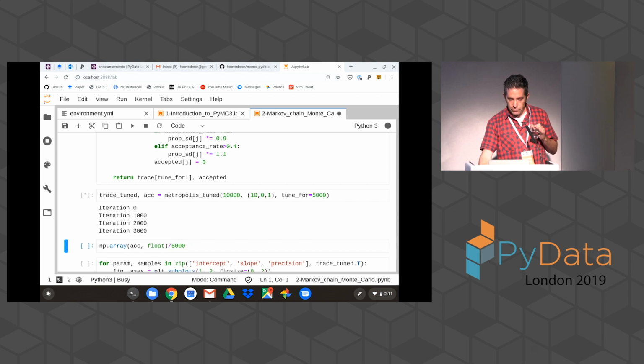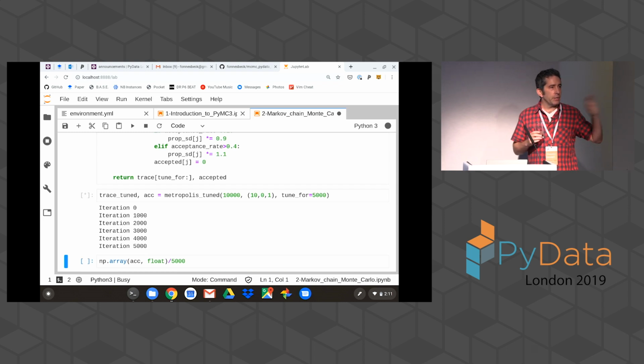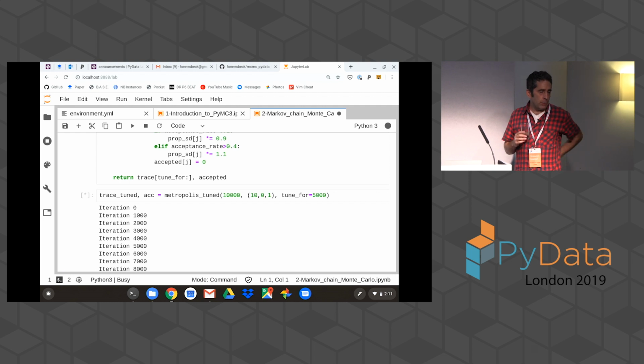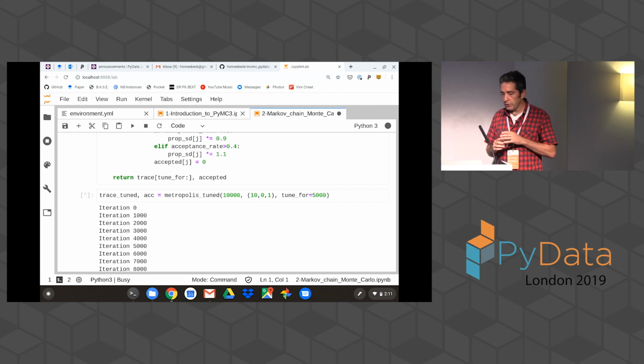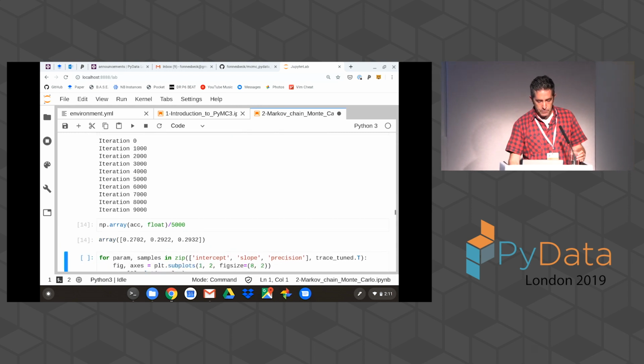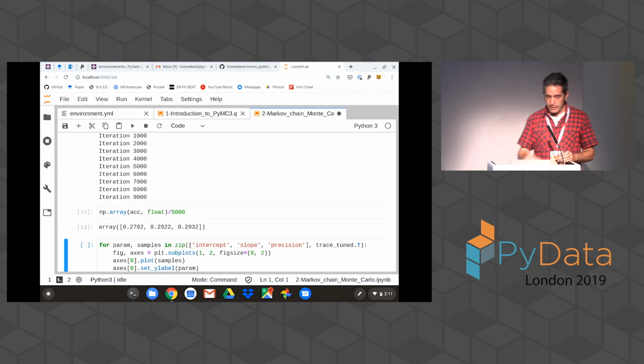So I'm running it for 10,000 iterations, tuning it for 5,000. You don't want to use those tuning values. You actually violate the detailed balance equation when you do this tuning. So we're just using that to set things up, and we'll take the last 5,000. And now we're in business, around 30%, 25 to 30%.